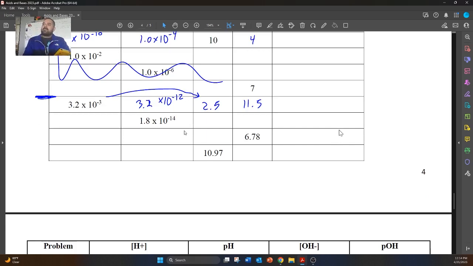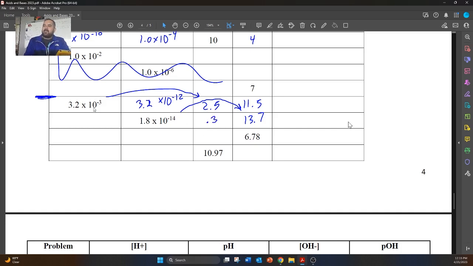Let's move on. So the next one gives us our hydroxide concentration. With that, we can calculate our pOH. So we're just going to plug into our calculators, actually no, we're going to do negative log of 1.8 times 10 to the power of minus, and that's going to give you 13.7 over here. And then 14 minus 13.7 gives us 0.3 for our pH.